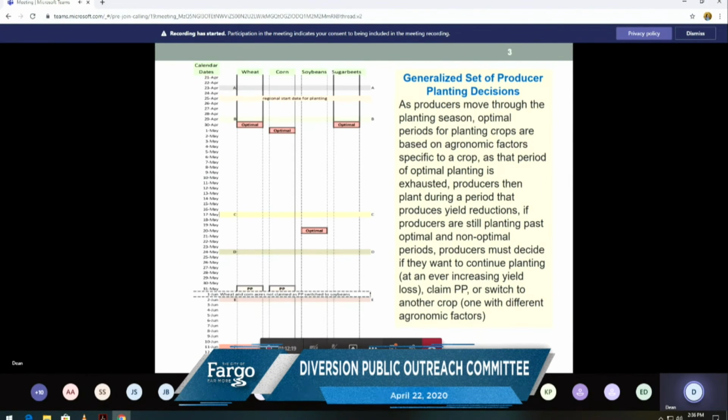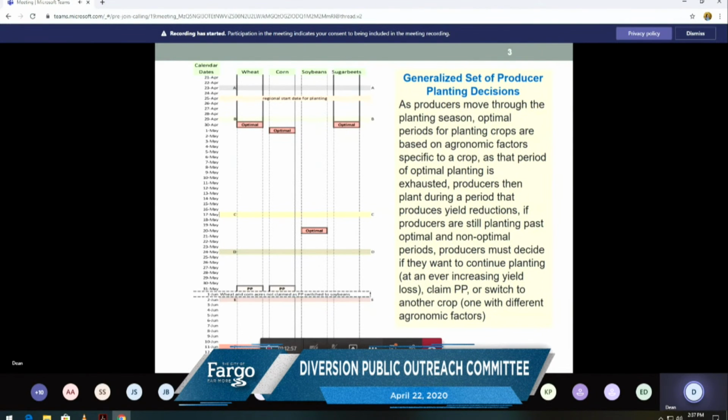We have a generalized set of producer decisions that are part of the modeling that we're doing. Obviously, this is a complex set of decisions that every producer goes through. The economics of those decisions vary by producer, and vary based on insurance provisions and such. But in general, producers go through a period where they can obtain optimal yields if they can get the crop planted in a certain point in time in the spring. Then as they progress outside of that window, their yields will start to decline.